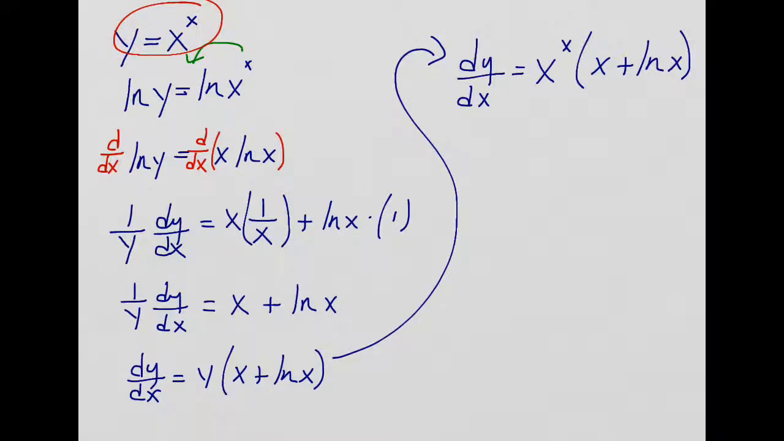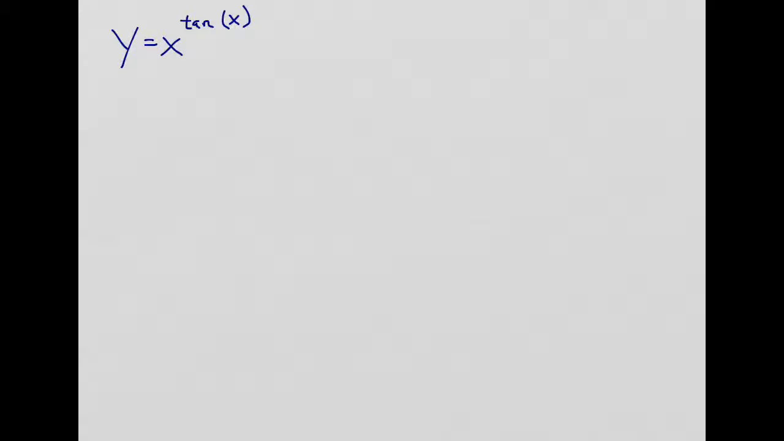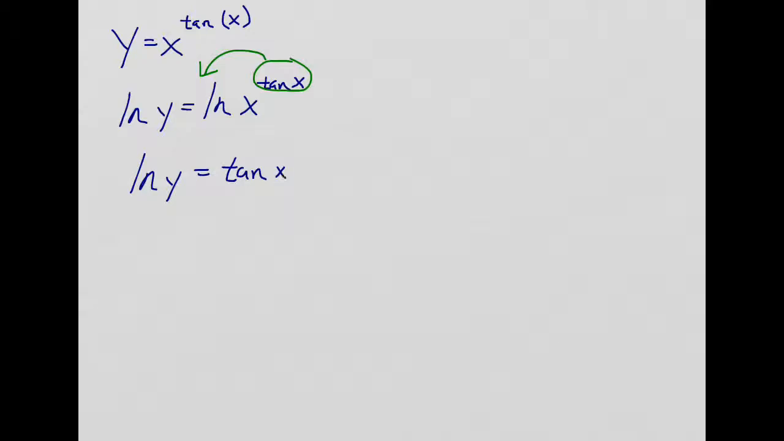So let's take a look at one more example of this. So let's say we had something like y is equal to x raised to the tangent of x power. So again, the first step is to take the natural log of both sides. So the natural log of y is equal to the natural log of x raised to the tangent of x power. And just like before, we want to take this exponent and bring it down in front of the natural log. So we're going to say now that the natural log of y is equal to the tangent of x times the natural log of x.